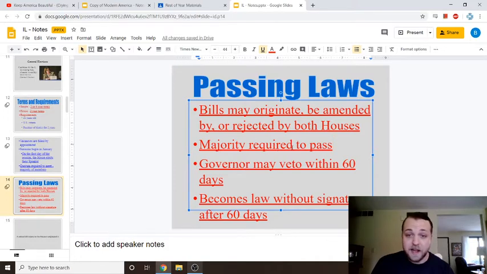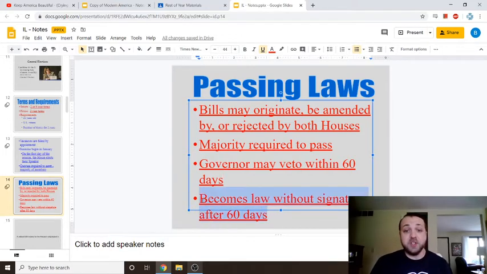If it's passed by the House and Senate by a simple majority, it will then go to the governor, who can veto it. He has more time to veto it too. He has up to 60 days to decide whether he wants to veto it and send it back or sign it into law. Very similar to the president when he signs a bill that's been passed by the federal Congress or vetoes it back into the House or Senate.